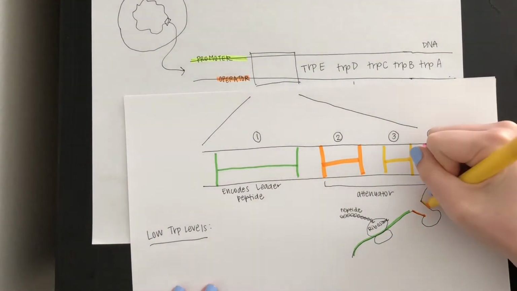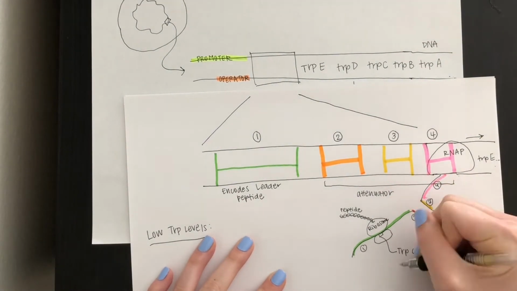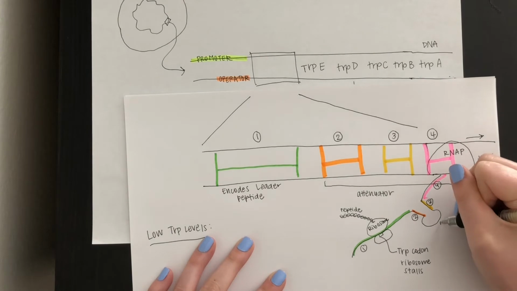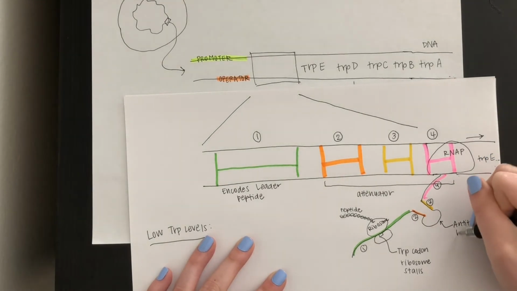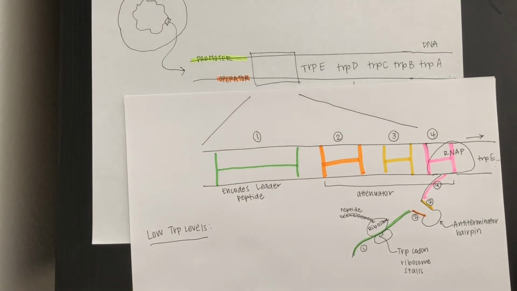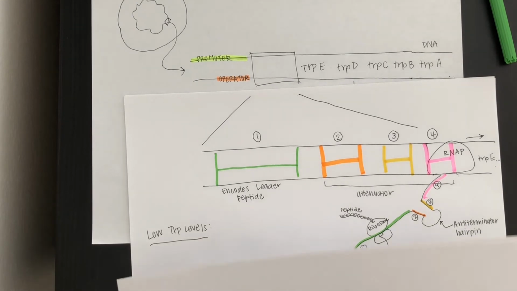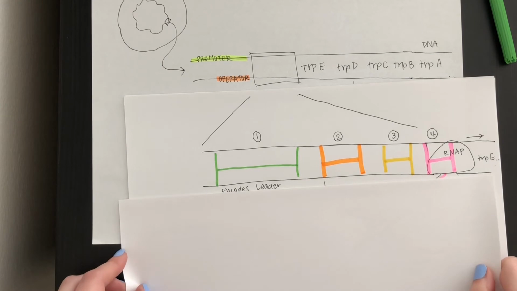In low TRP conditions, the ribosome will stall when it reaches the TRP codon because there are not many charged TRP tRNAs available. Because translation slows down, a hairpin forms from the second and third section of attenuator mRNA. This is called the anti-terminator hairpin because it allows RNA polymerase to continue transcription onto the enzyme coding genes.